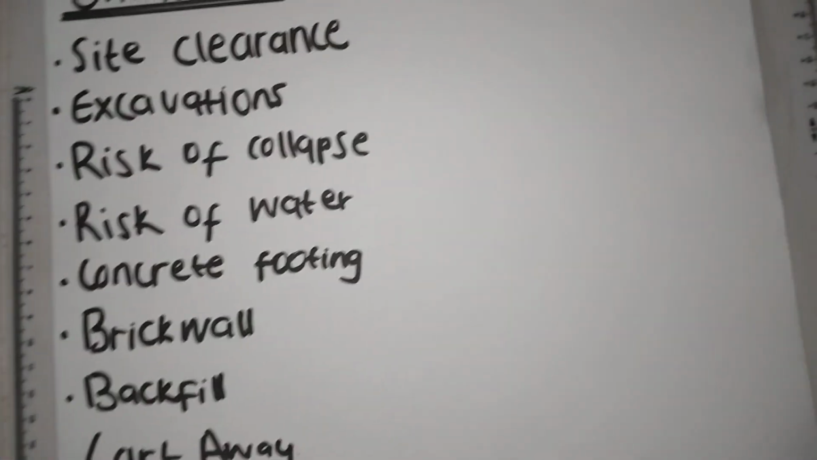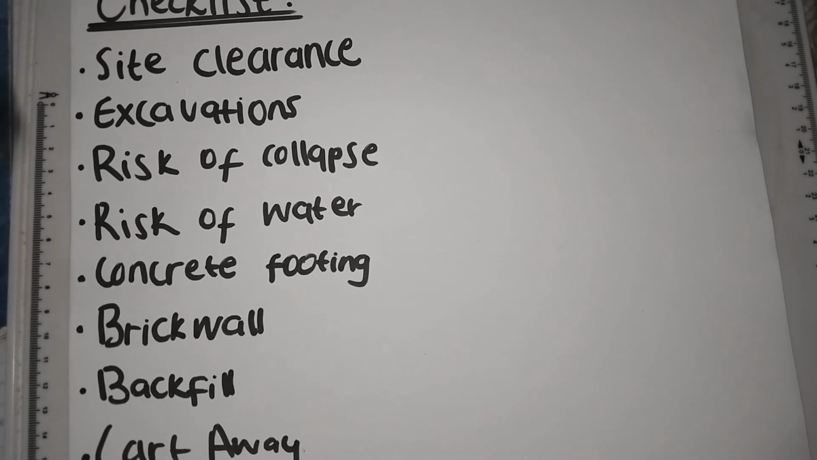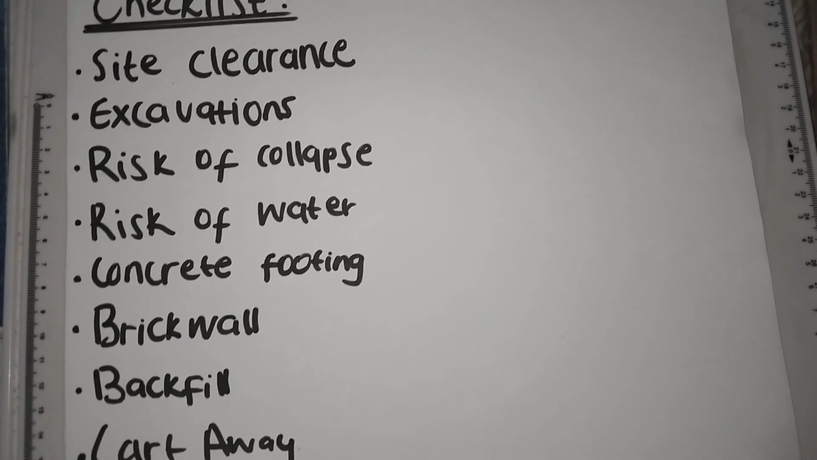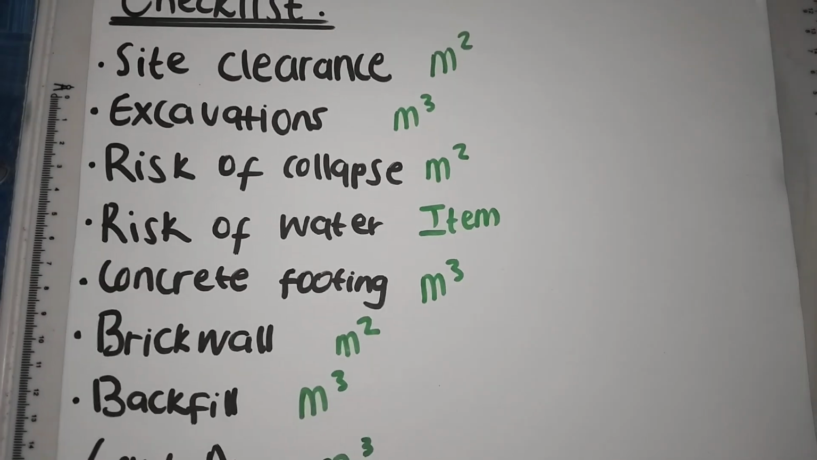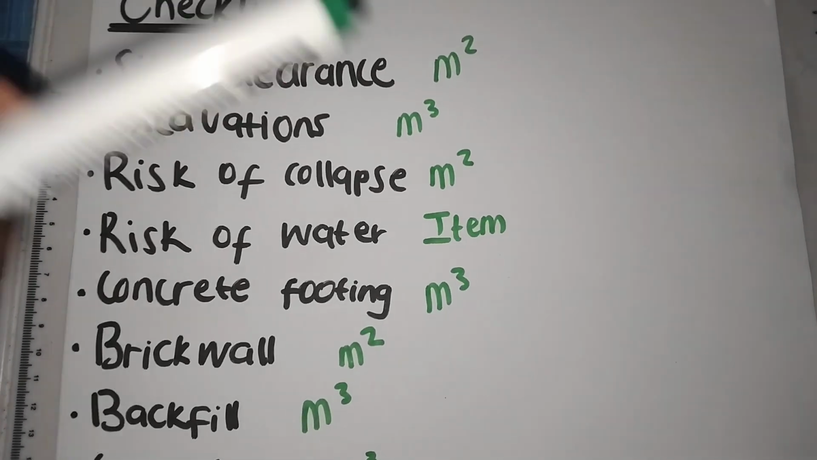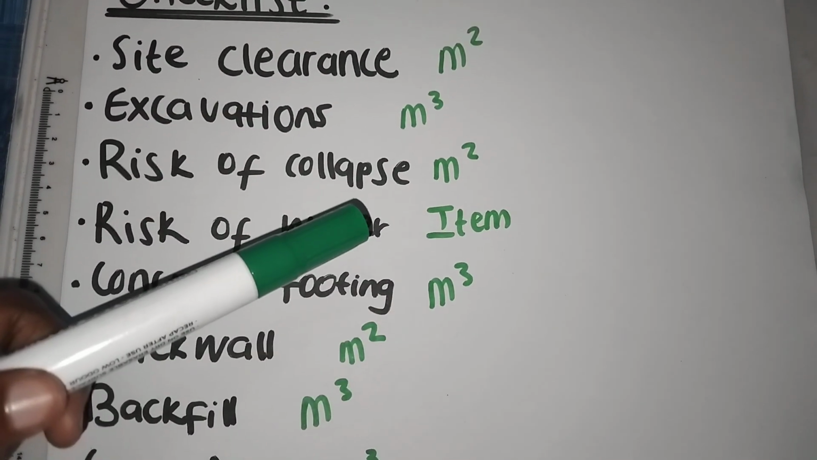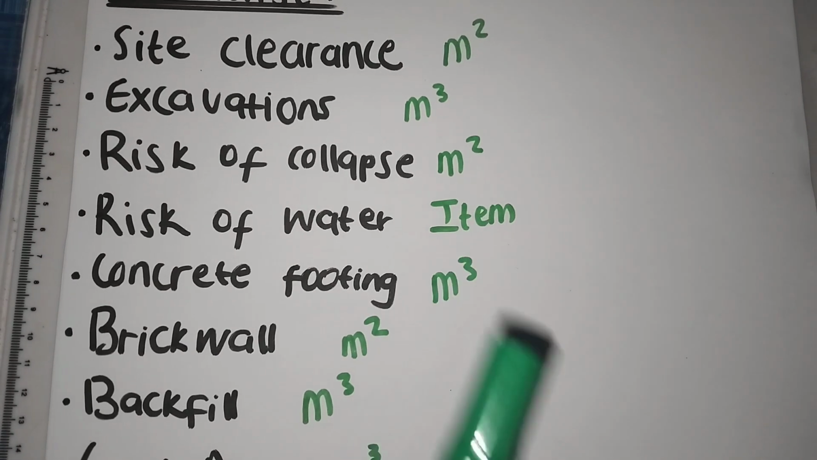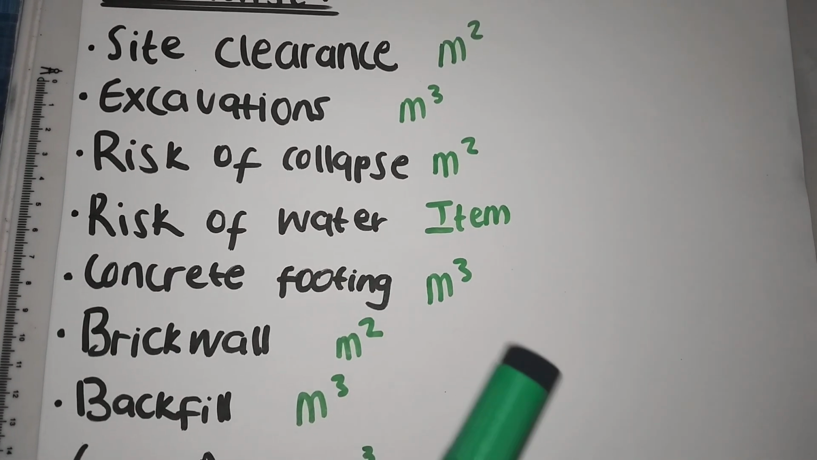So on everything here, you need to know the units of measurement, which are going to be like this. Okay, site clearance will be meters squared. Excavations will be meters cubed. Risk of collapse will be meters squared. Risk of water will be item.